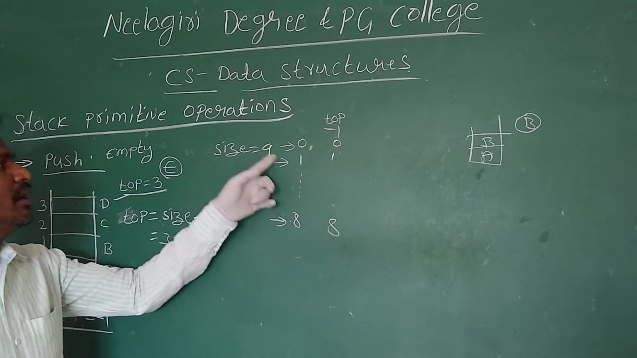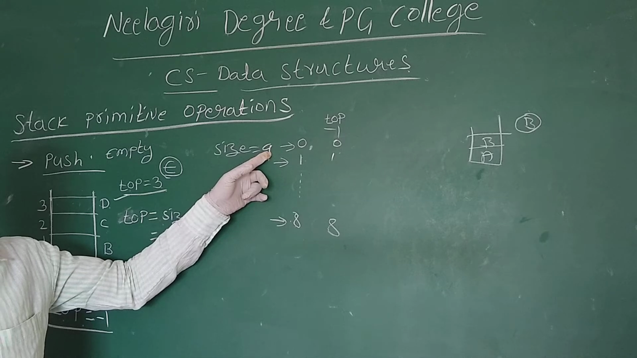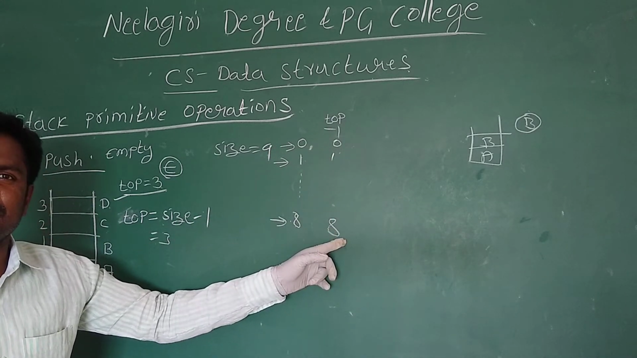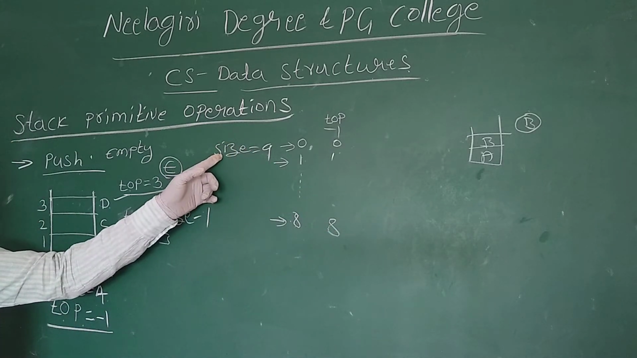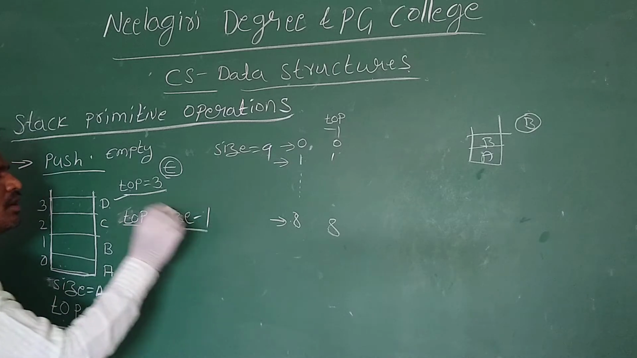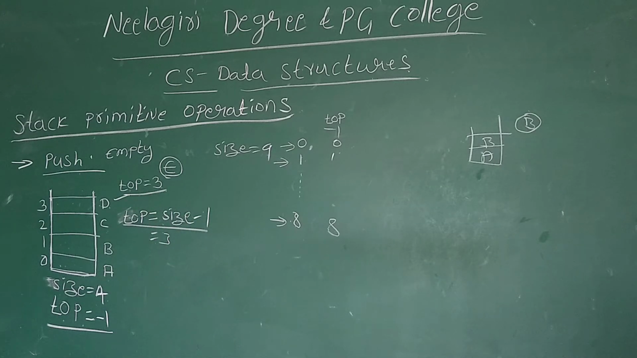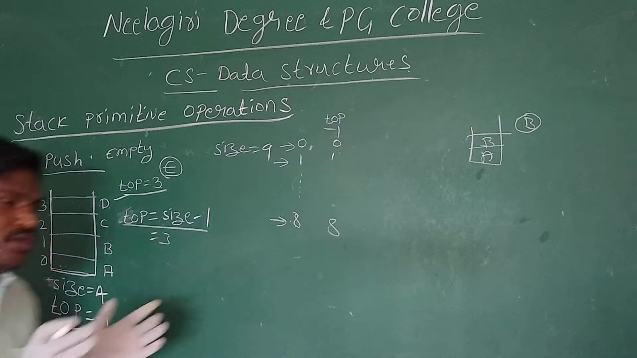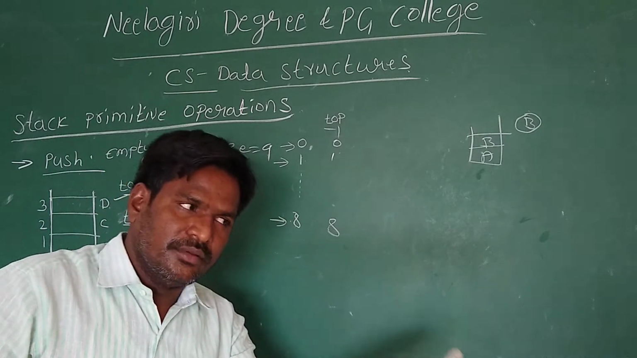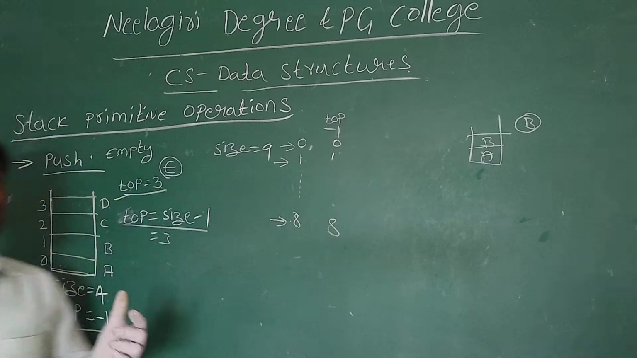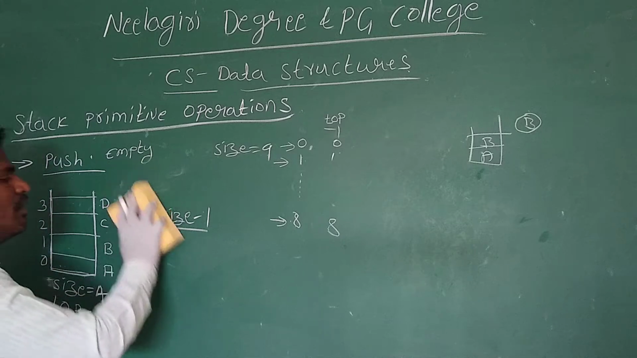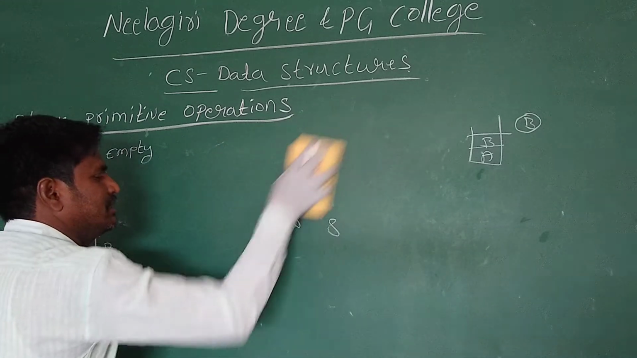When the top is 8, automatically stack is full. When the top is size minus 1, 9 minus 1, automatically stack is full. We can say that stack is full whenever top equals size minus 1. Whenever performing the two operations, whether push operations or pop operations, we have to check two things: one, stack is full, and another, stack is empty.